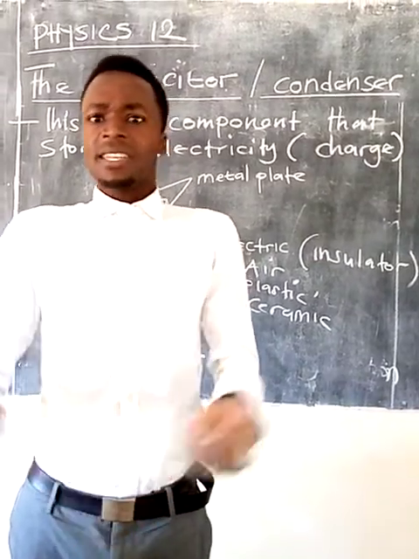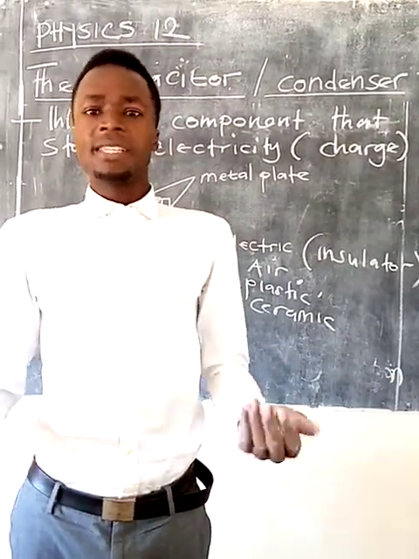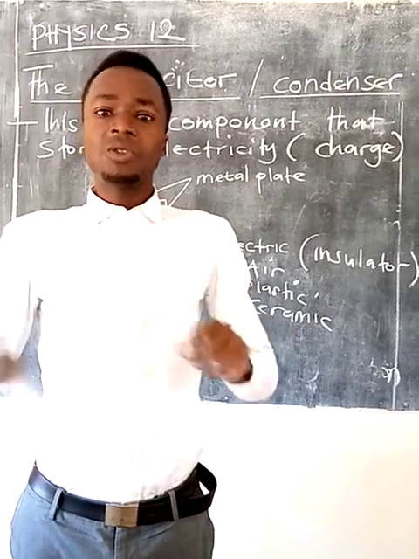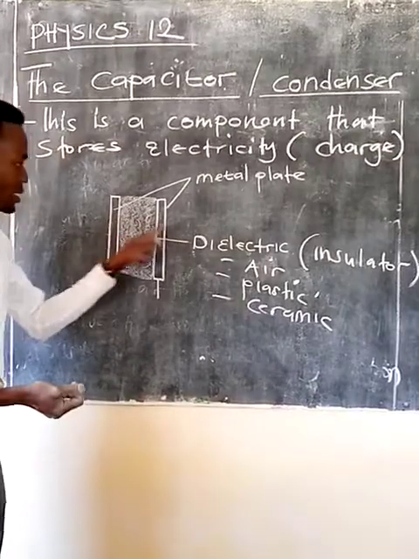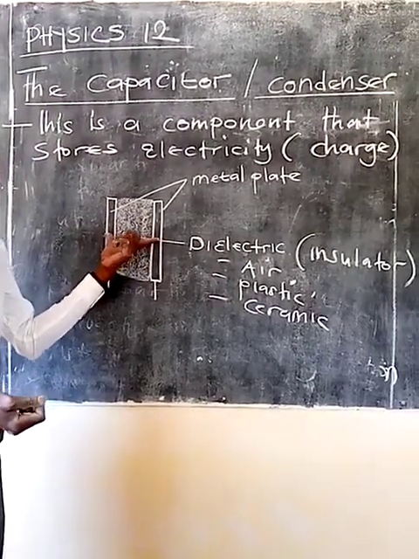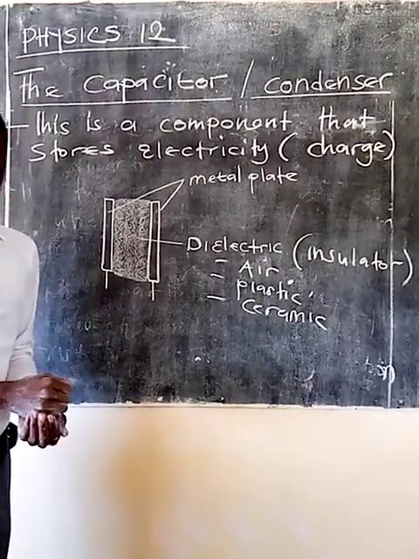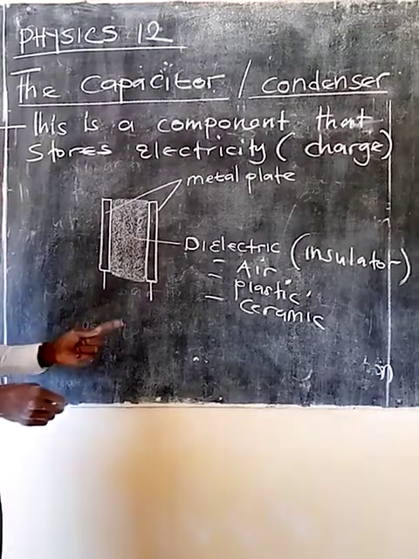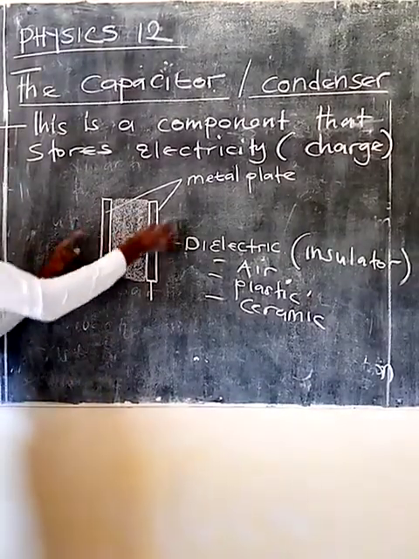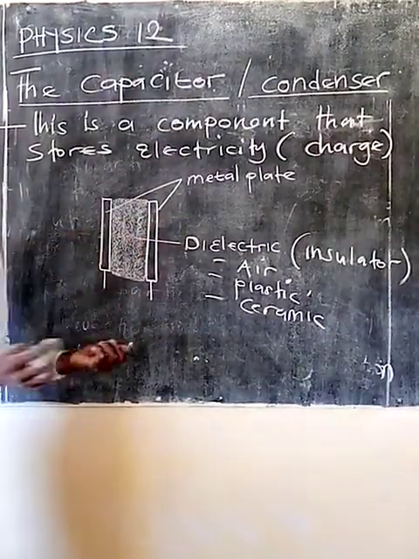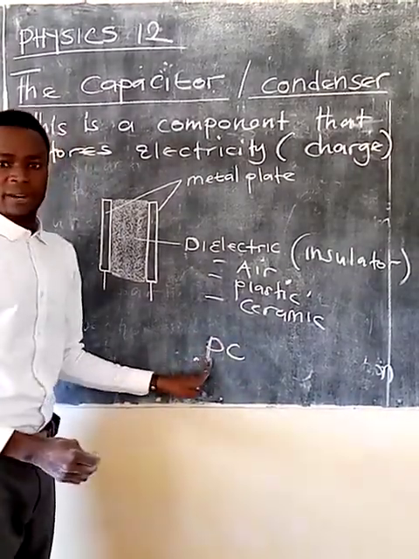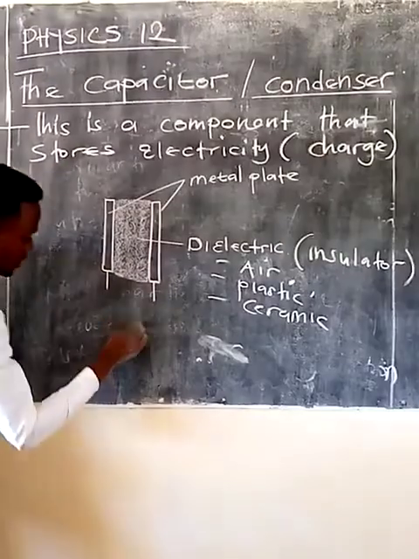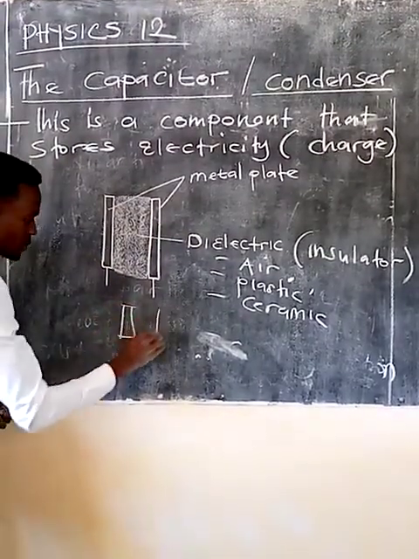Now, how does it get charged? How does it store charge, since you're saying it's the one that stores charge? The way it functions, these two metal plates are the ones which keep the charge that we are talking about. A good example: if this capacitor is connected to a DC circuit, with a DC current, let me just draw a simple circuit down there.